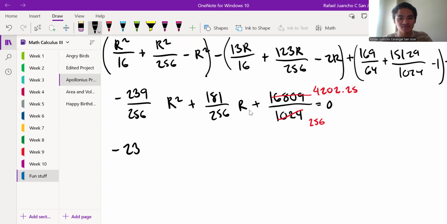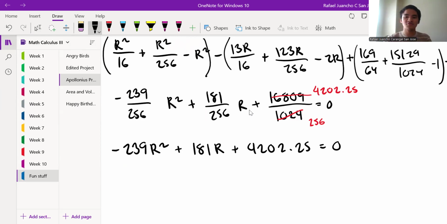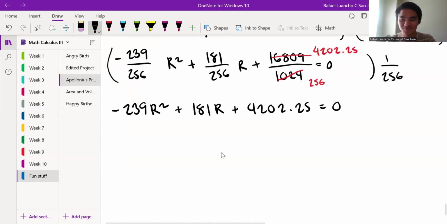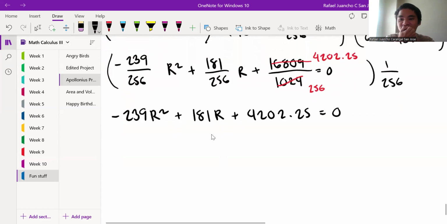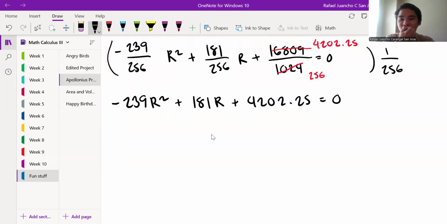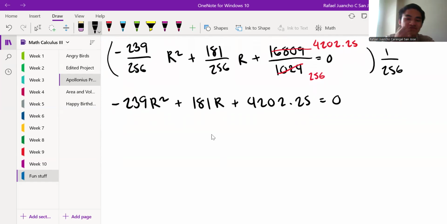So I get this. There we go. Now I multiply them by 1/256. That was my plan, right? Can I still simplify, make it cleaner maybe? I don't think so. Yeah, I don't think I can do it anymore. So maybe I just have to do a quad formula.